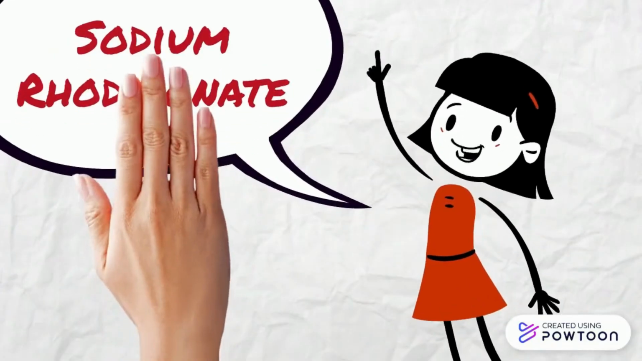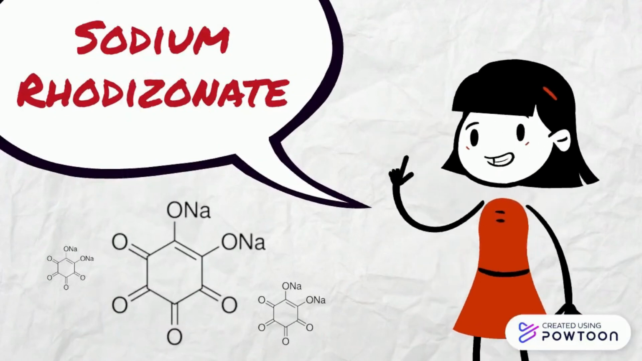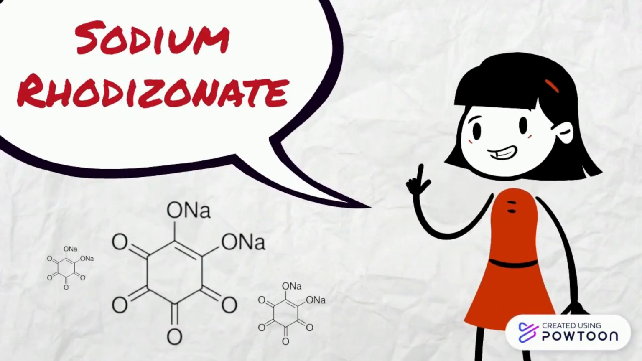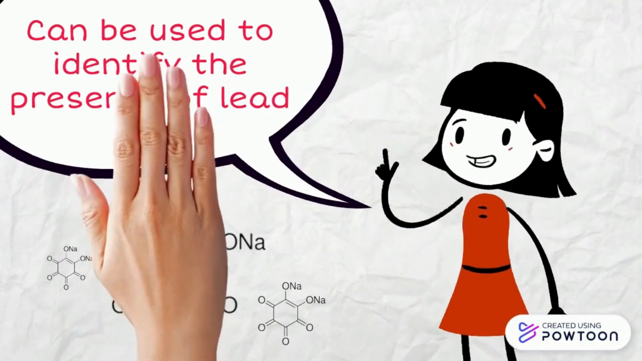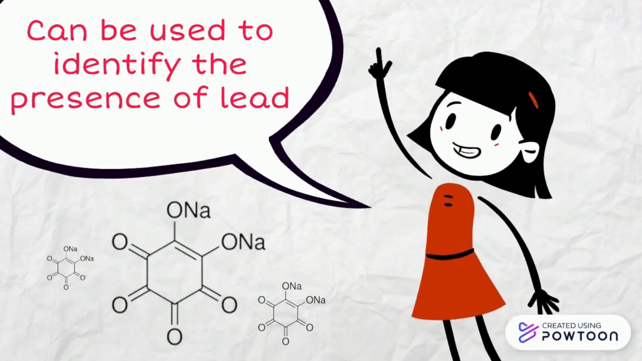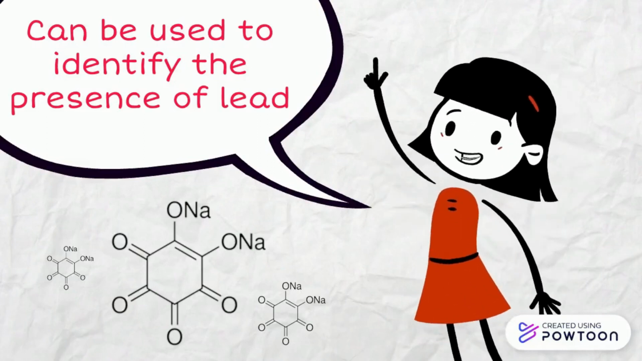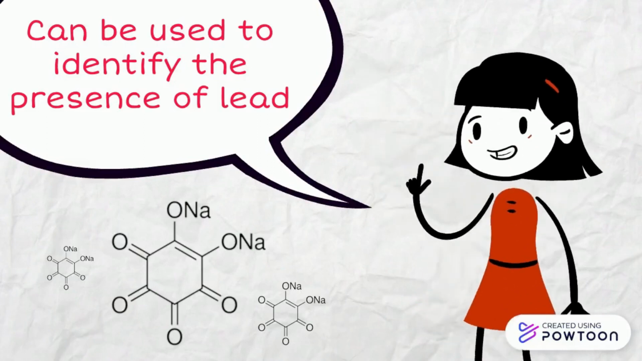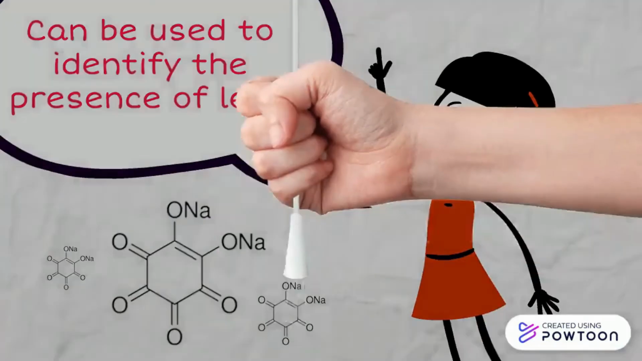In forensic science, a sodium compound, which is sodium rhodizonate, is used to identify the presence of lead. The sodium rhodizonate test provides a color reaction indicative of the presence of lead. It can be employed around the periphery of a hole or defect to determine if it is consistent with the passage of a bullet.